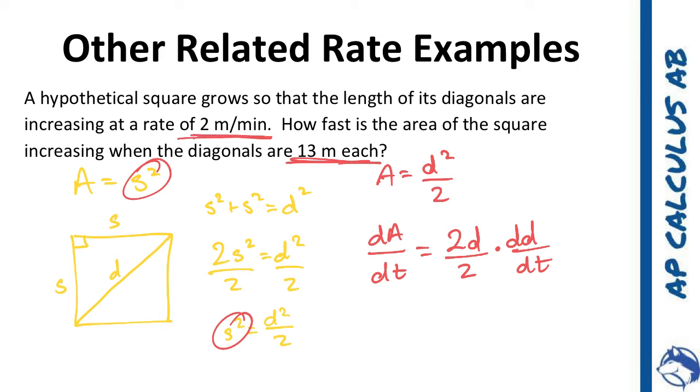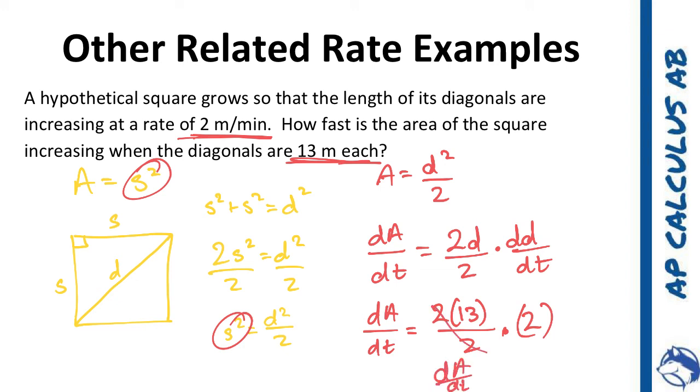So what I'm going to do is just plug in those pieces, and dA/dt is equal to 2 times my diagonals, 13, times 2, which is my dD/dt. So those 2's cancel, and I get dA/dt is equal to 26, and since it's meters and minutes, it's going to be meters squared per minute. And notice how it's getting larger, so we should have a positive value.